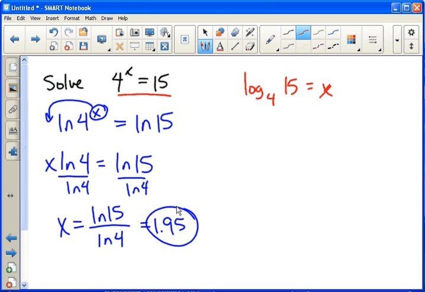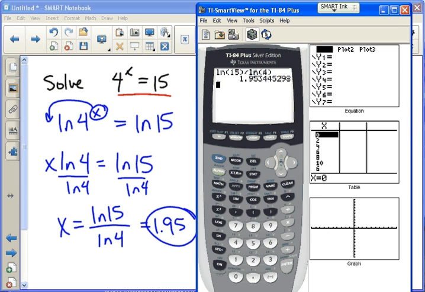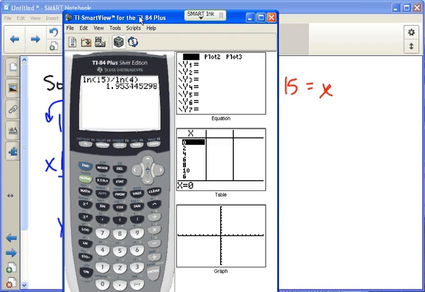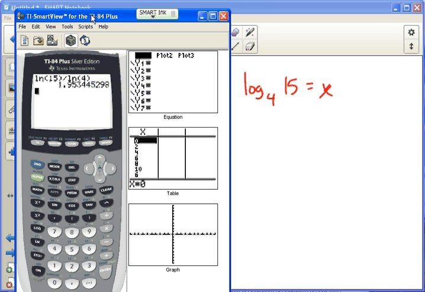Because we can plug log base 4 of 15 in our calculators using the change of base formula. Remember, we can just write that as log of 15 over log of 4, which is the exact same thing. If you notice, we're pretty much plugging the same thing in. We just use natural log one time and common log the other time. And both of those work as far as the change of base formula is concerned. So that just gives us 1.95 again.